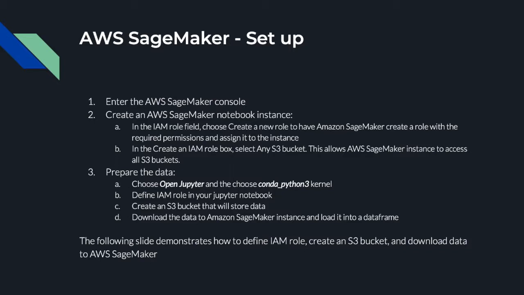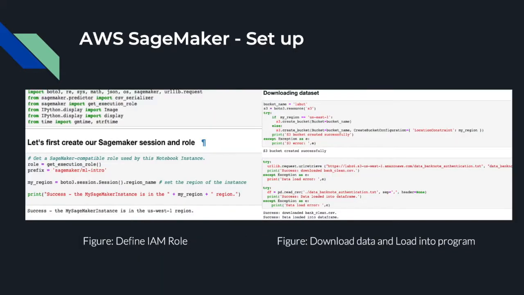And then we have to prepare the data. Choose open Jupyter and choose conda_python3 kernel. Then define IAM role in your Jupyter notebook. After that, we have to create an S3 bucket that will store data we are going to use. And then we downloaded the data to the Amazon SageMaker instance and loaded it into a data frame. We will show that in a demo in a while. So here's the setup.